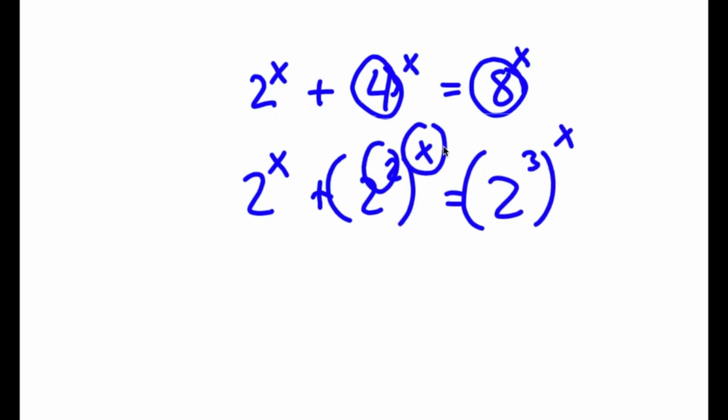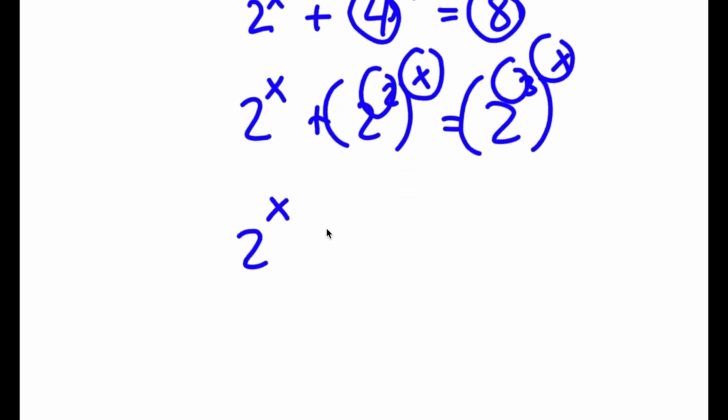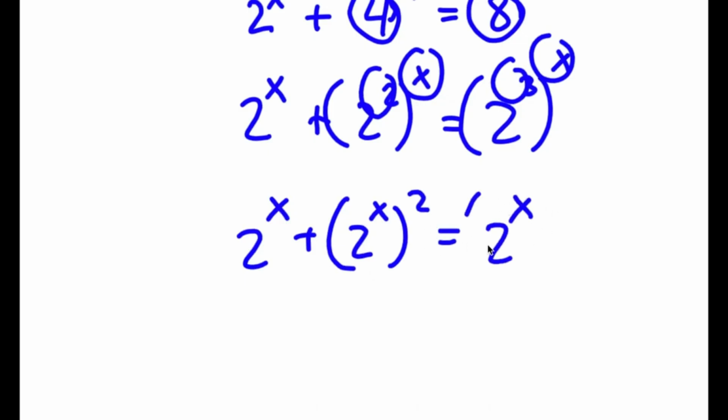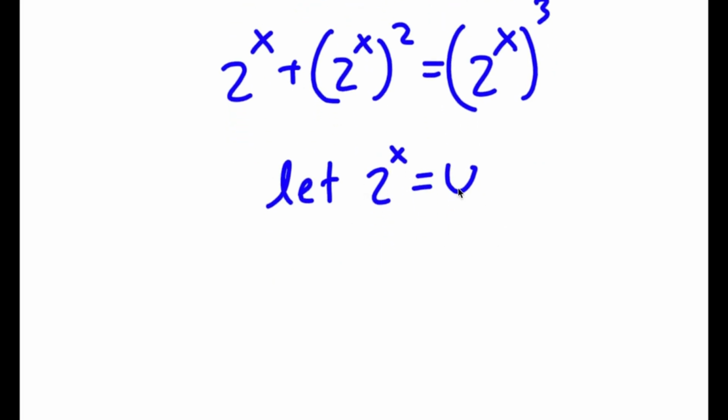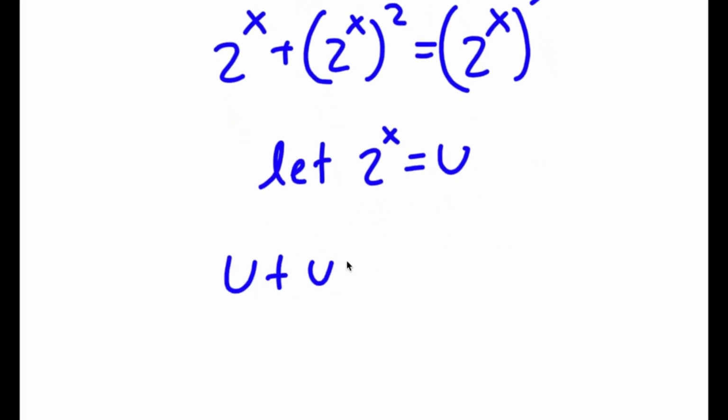Now I can actually switch the places of these two exponents. So now I get 2 to the power of x plus 2 to the power of x to the power of 2 is equal to 2 to the power of x to the power of 3. Now I can let 2 to the power of x equal the variable u. So now if I replace 2 to the power of x with u, I get u plus u squared is equal to u to the power of 3.